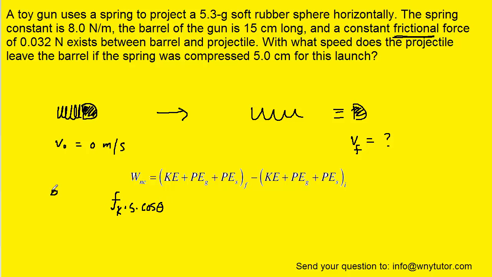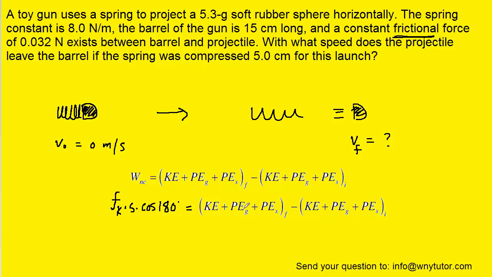Now, as the bullet is launched forward, its displacement would be pointing to the right. The frictional force would be pointing against the motion. We can see that the angle between the frictional force and the displacement would be 180 degrees. So we're going to be plugging in 180 degrees for the angle there.